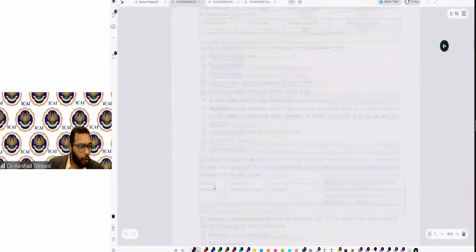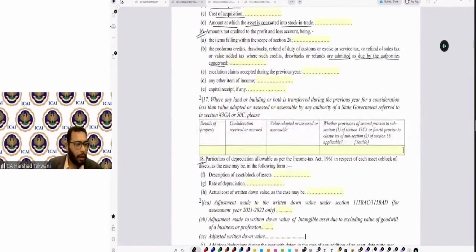So the next clause I want to discuss is clause 17. Okay. Where any land or building or both is transferred during the previous year for a consideration less than the value adopted or assessed or assessable by any authority of a state government referred under section 43CA and 50C. In that case, you need to provide the details of the property, consideration received or accrued, value adopted or assessed or assessable, and whether the provisions of second proviso to subsection 1 of section 43CA or fourth proviso to clause 10 of subsection 2 of section 56 are applicable or not.